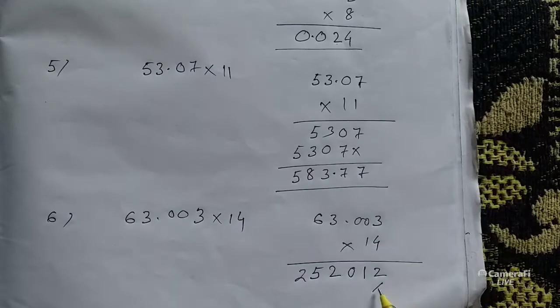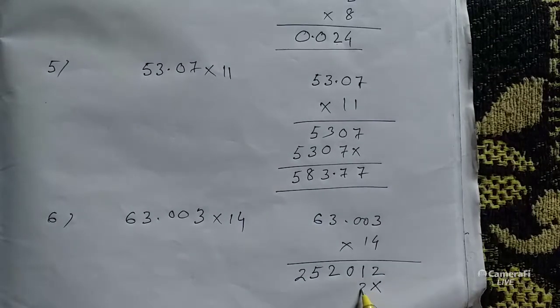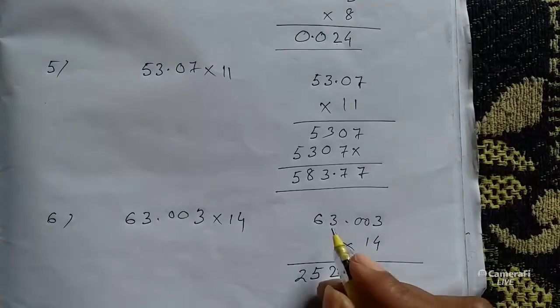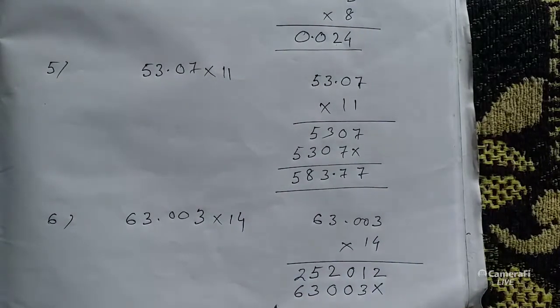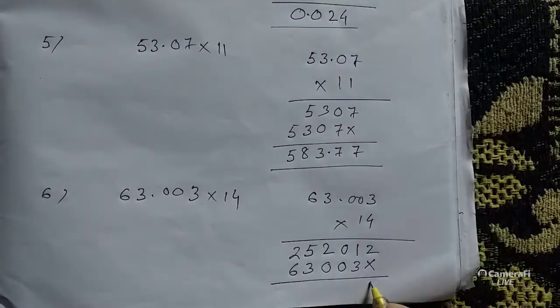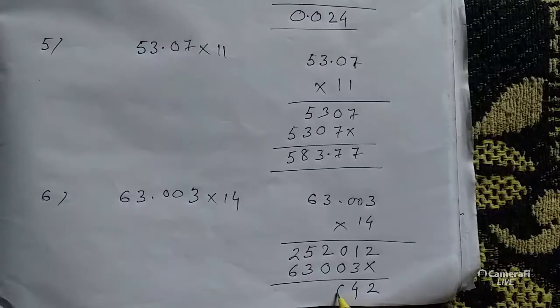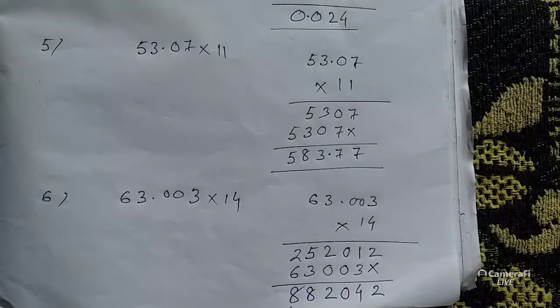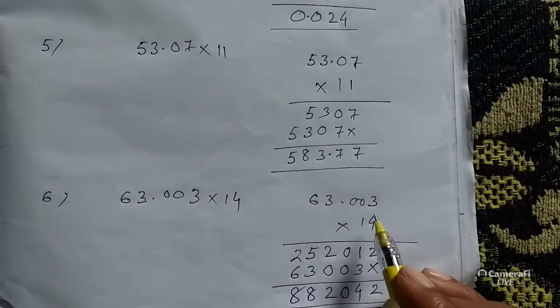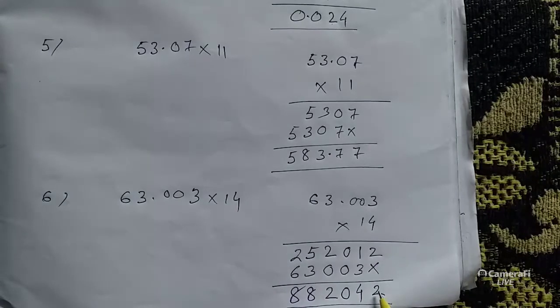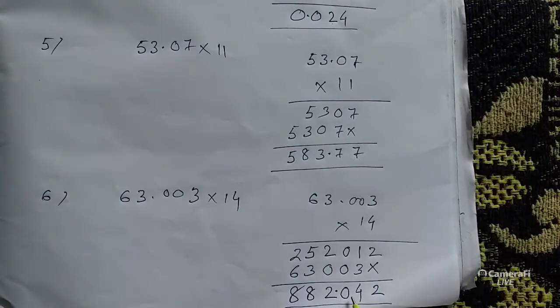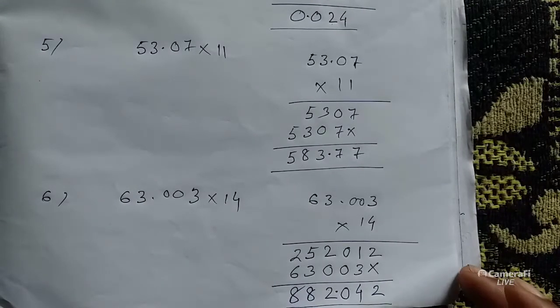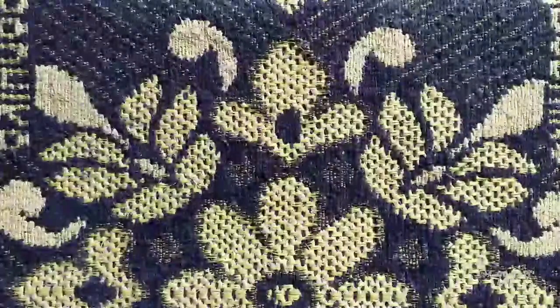Now we have to multiply it by 1. 1 times 3 is 3, 1 times 0 is 0, 1 times 0 is 0, 1 times 3 is 3, 1 times 6 is 6. Add. So here 2, 3 plus 1 is 4, 0 plus 0 is 0, 2 plus 0 is 2, 5 plus 3 is 8, 6 plus 2 is 8. Multiplication complete. Now put the decimal after 1, 2, 3 digits from the right side. So put the decimal here. The answer becomes 882.042. Okay. So this was the multiplication of decimal numbers by whole numbers.